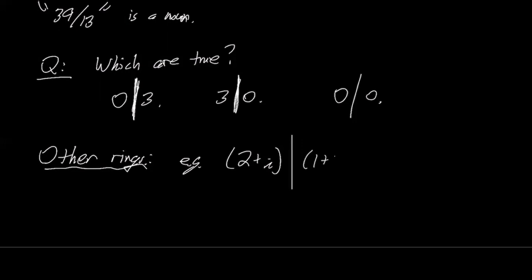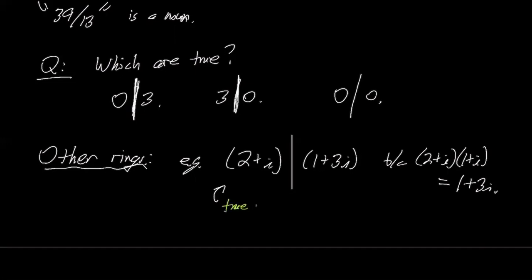2 plus i divides 1 plus 3i. I claim that's true because, well, you can try this yourself. You multiply out 2 plus i times 1 plus i. If you FOIL that out, you'll actually get 1 plus 3i. And 1 plus i is an element. So this is true. It's a statement that's true in Z[i].